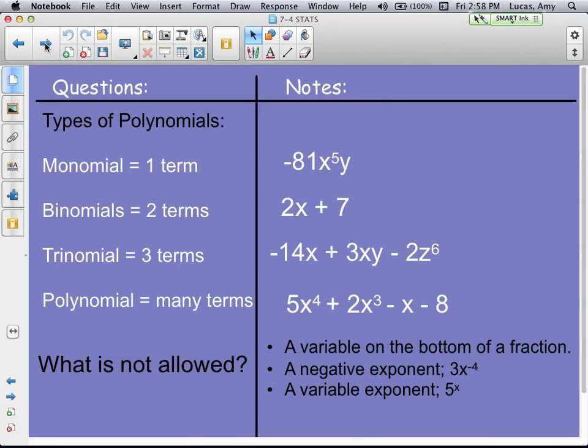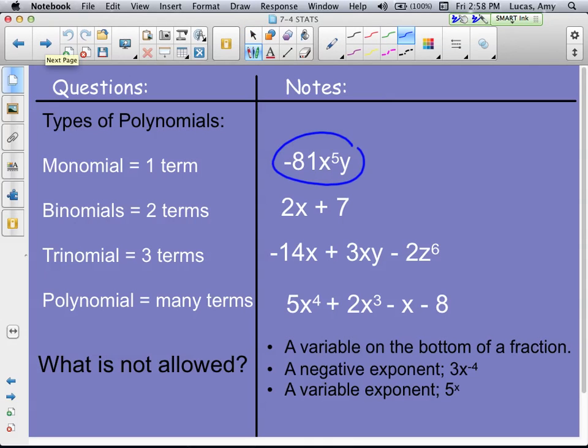Now looking at the examples, for a monomial, what you may notice is that it's a combination of a number, letter, and exponents. And they're all being multiplied together. So we've got a coefficient number, we've got a couple of different letters, and each of the letters has its own exponent. And they're all multiplied together. That counts as one term. The key is that they have to be multiplied together.